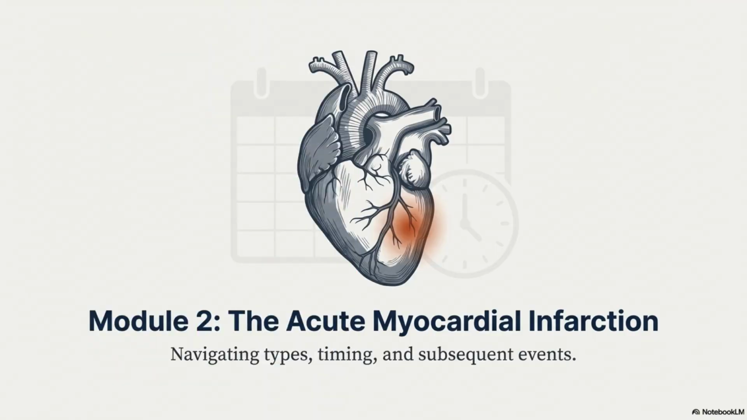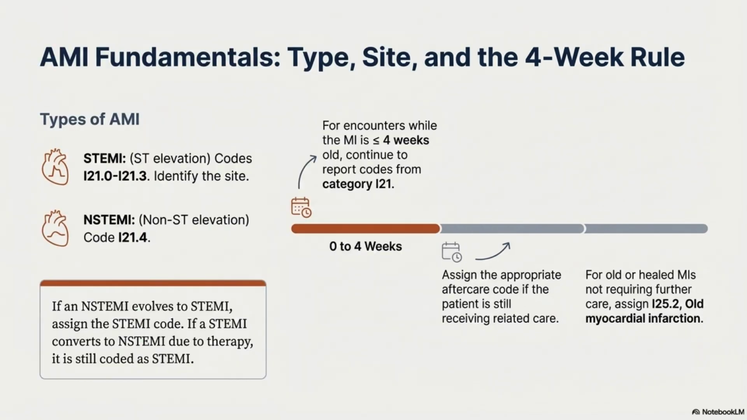Let's move into acute myocardial infarction, one of the most detail-heavy areas of Chapter 9. An acute myocardial infarction occurs when blood flow to part of the heart muscle is blocked, causing tissue damage. ICD-10-CM considers a myocardial infarction acute for 4 weeks, 28 days. This time frame is critical for the proper coding of this condition.